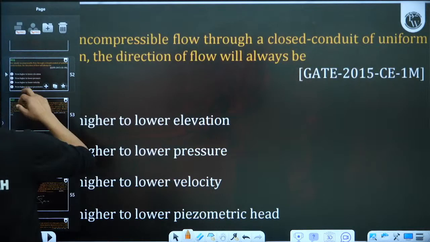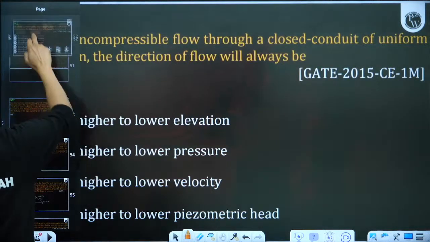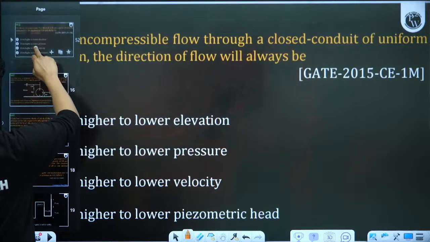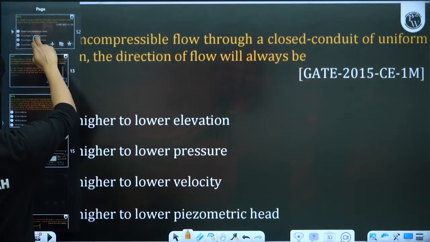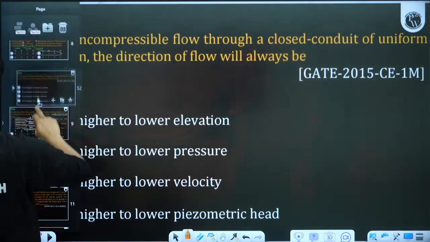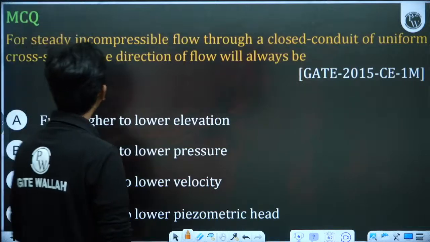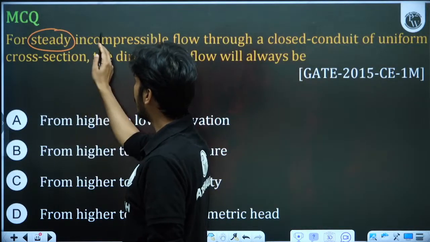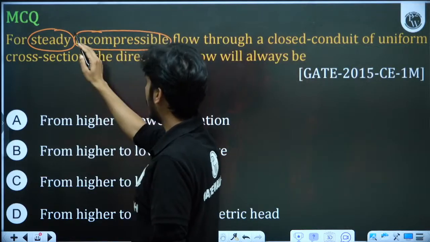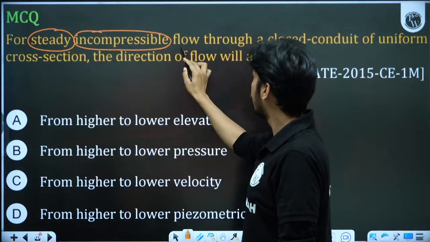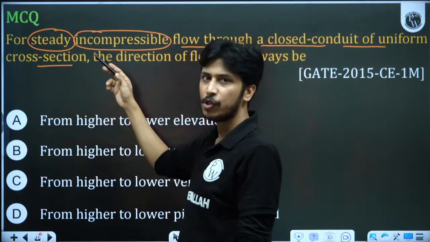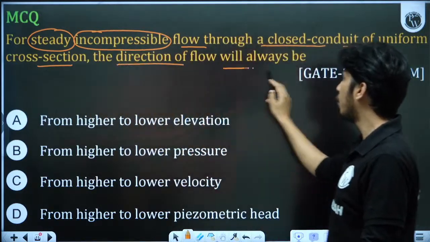Okay, please solve this question. This is a very good question. This question is of pipe flow. A steady incompressible flow. Steady means nothing will change with time. Incompressible means density is constant. At 2 sections, density will be same. Flow through a closed conduit of uniform cross section means a closed pipe of uniform cross section. The direction of flow will always be.